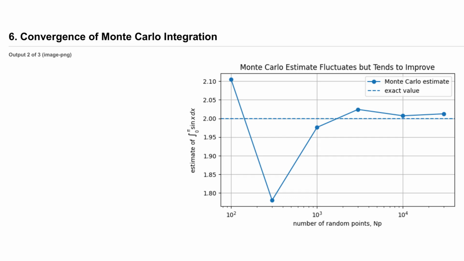The convergence plot shows the estimates bouncing around the true value of 2.0. While the trend is generally toward the exact value, notice that it is not a perfectly smooth descent. Because it is random, a larger sample can occasionally produce a slightly worse estimate by chance.